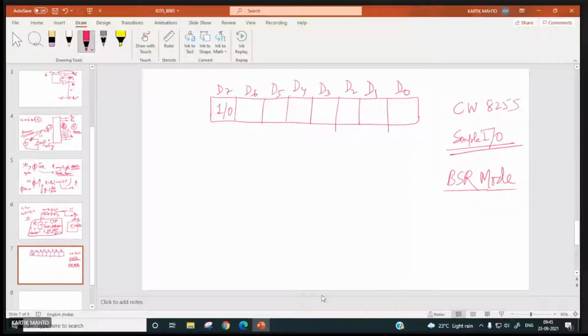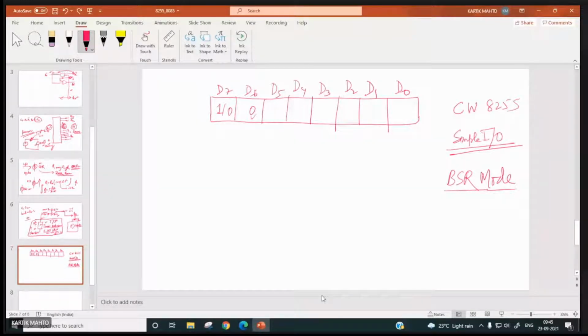Sir, simple IO will be selected at D6, no sir. D7 is IO or BSR mode just. Yes, you are right. D7 is used for IO or BSR. Right? Simple IO will be selected by these bits. Right? Sorry, Control Z.